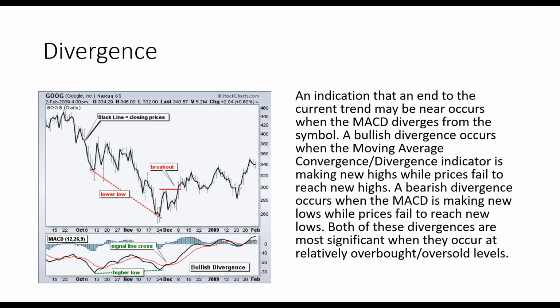And then lastly, it also gives us divergence, an indication that the end of a current trend may be near. This is when MACD diverges from its symbol. So in other words, when price is moving down, like we see in this chart, and price is making lower lows, but the MACD line, not the signal line, but the MACD line itself, is not making lower lows. Here we see the MACD line is actually making higher lows, while the price action itself is moving downward. Therefore, we have bullish divergence.